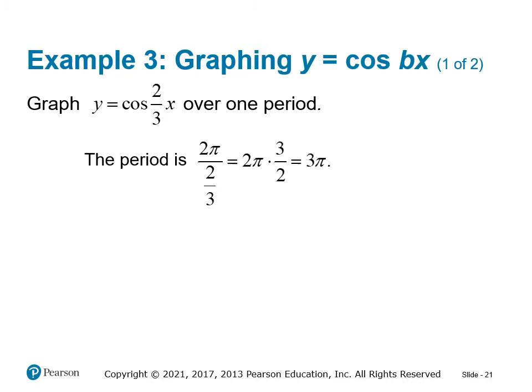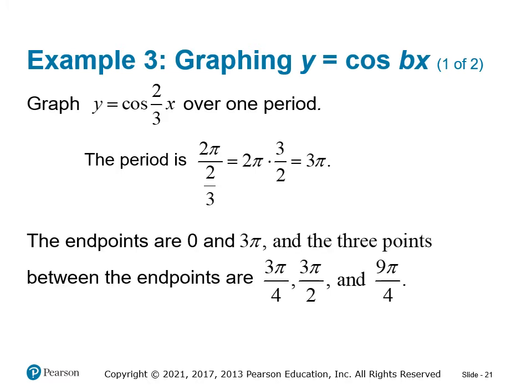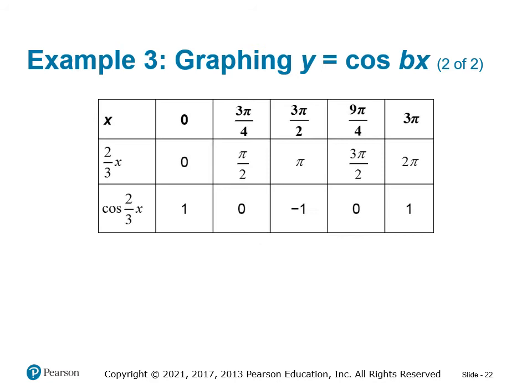We're going to do the same thing. We're first going to find the period, which is 2 pi divided by 2/3. Remember, when you divide by a fraction, it's the same as multiplying by its reciprocal. And so here we get a period of 3 pi. Okay? So this is actually extending the period. It's making the period longer. The endpoints are 0 and 3 pi. And then the three quadrantal midpoints are 1/4 times 3 pi, 1/2 times 3 pi, and 3/4 times 3 pi, and you get these three midpoints.